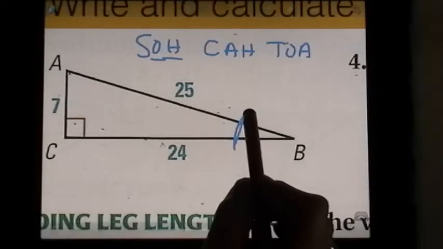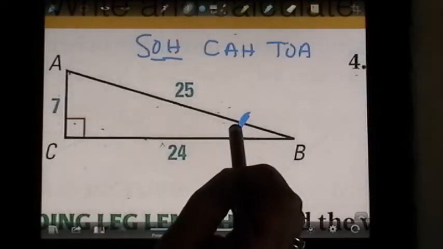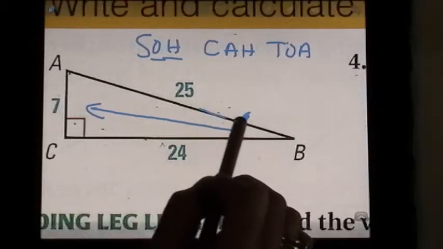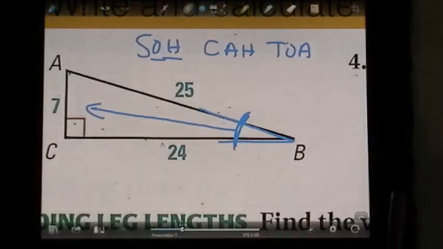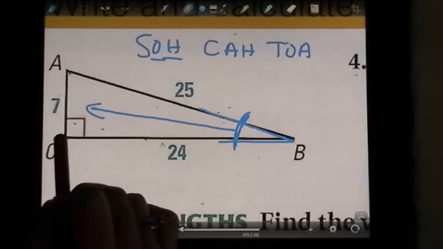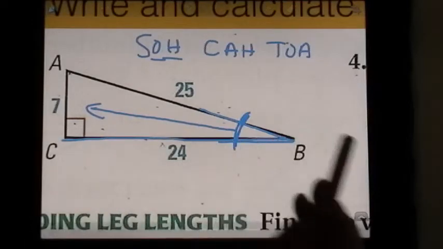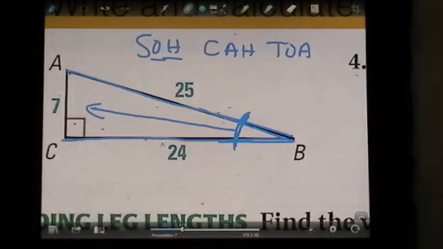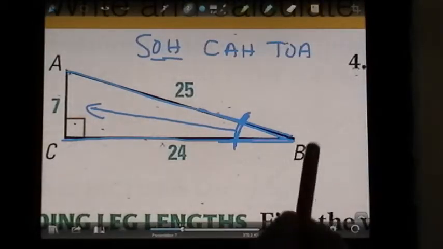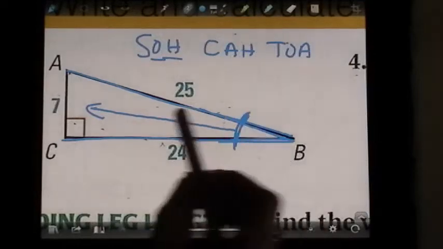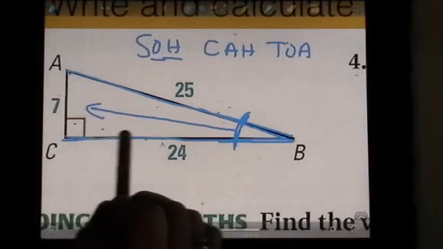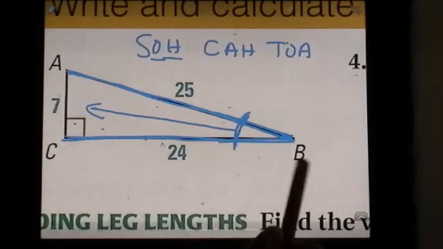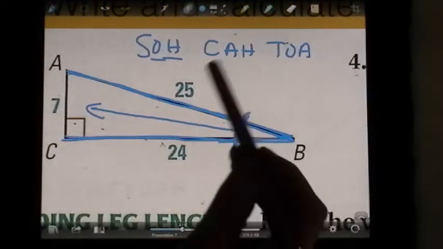Since we're looking from angle B, the opposite side is directly across from the angle, and it does not touch the angle like the adjacent sides do. The adjacent sides are the ones that touch the angle. So CB and AB are adjacent sides to B. But when we talk about the adjacent side, it is always the leg that is connected to B, because the hypotenuse is never going to be called the adjacent side. It will always be the hypotenuse.